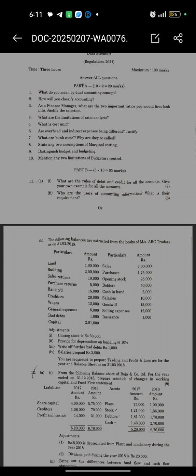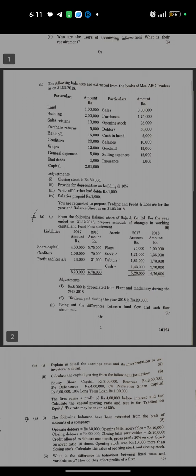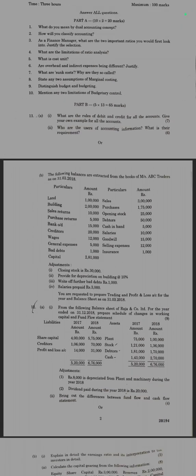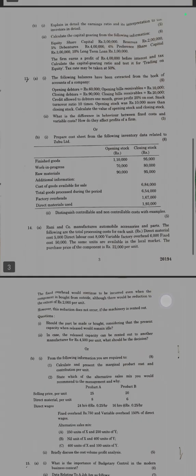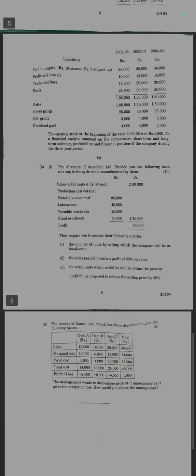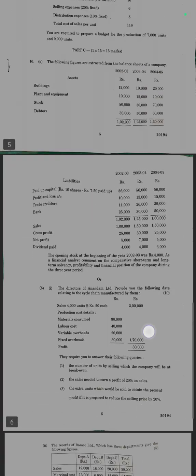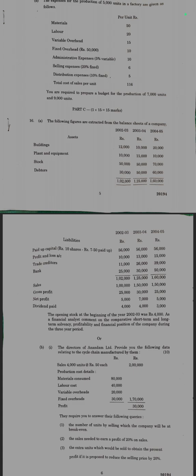Part B has 5 questions, and inside each question there are sub-questions A and B. You have to write either sub-question A or B, which carries 30 marks. Part C has two questions, each carrying 50 marks. You have to answer any one of them.